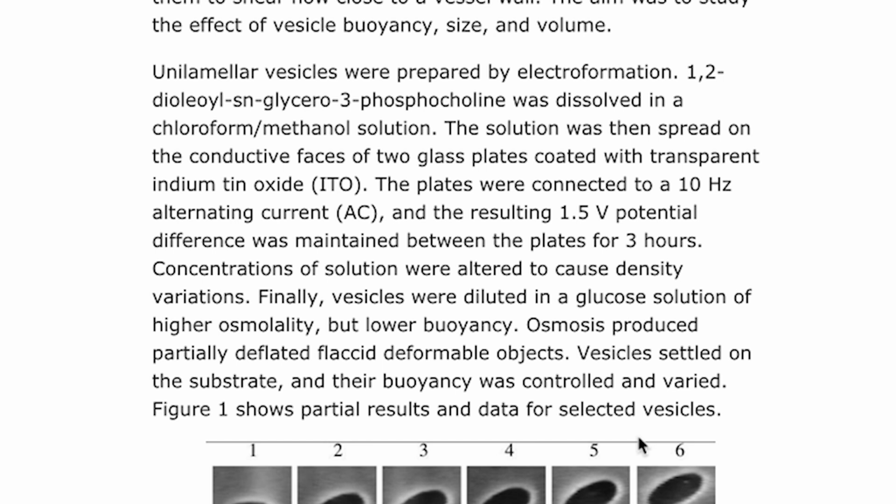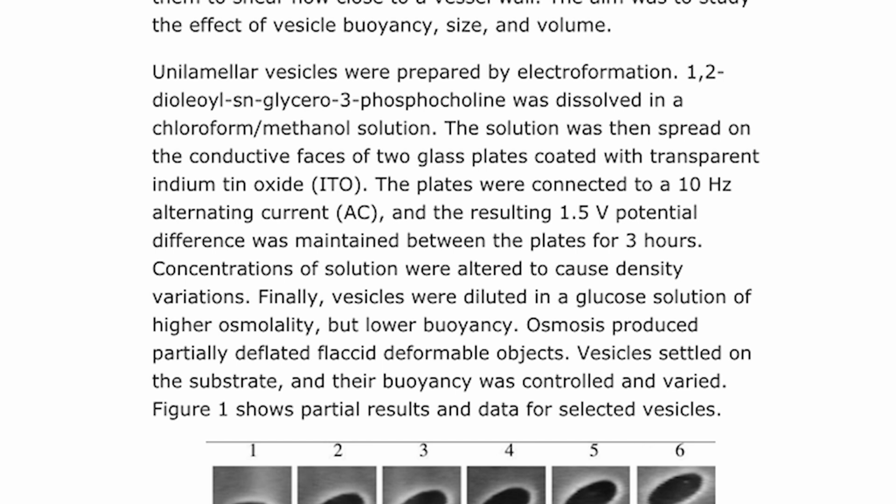Yeah. So the unilamellar vesicles are prepared by electroformation. 1,2-dilauroyl-sn-glycero-3-phosphocholine, which I don't ever want to say again, was dissolved in chloroform-methanol solution. The solution was then spread on the conductive faces of 2 glass plates coated with transparent indium tin oxide, ITO. The plates were connected to a 10 hertz alternating current, and the resulting 1.5 volt potential difference was maintained between the plates for 3 hours. Lots of numbers they're giving us here, like 10 hertz, 1.5 volts, 3 hours. Definitely can expect to maybe see some questions.